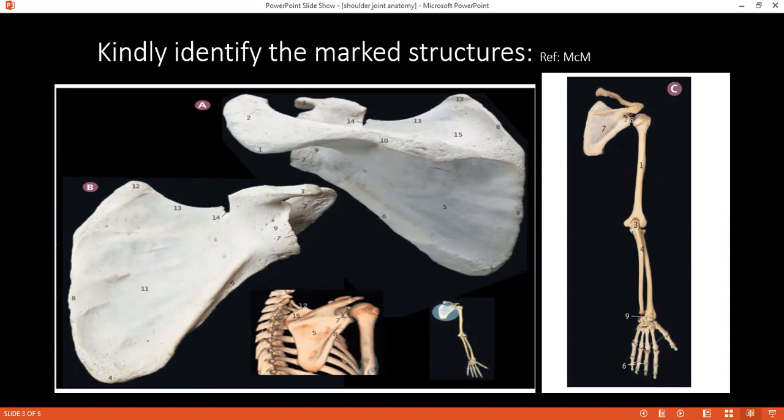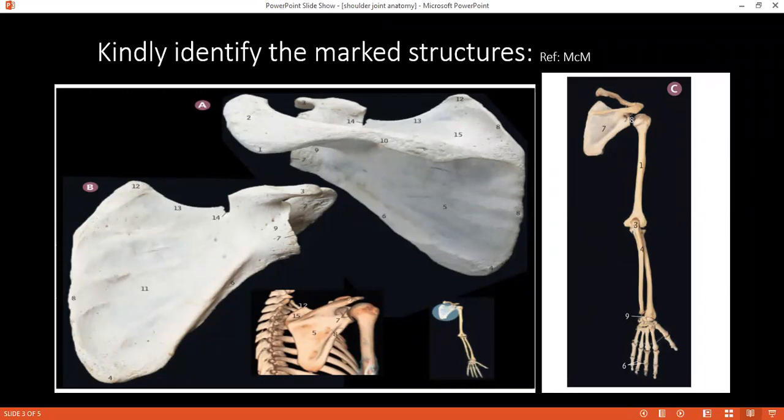Can you identify 14 in picture A, please? 14 is the suprascapular notch. What is 10, please? Spine of the scapula. Can you tell me what is 5 over here? Infraspinous fossa. If you can identify 8, please. 8, ma'am, is the medial border of the scapula.